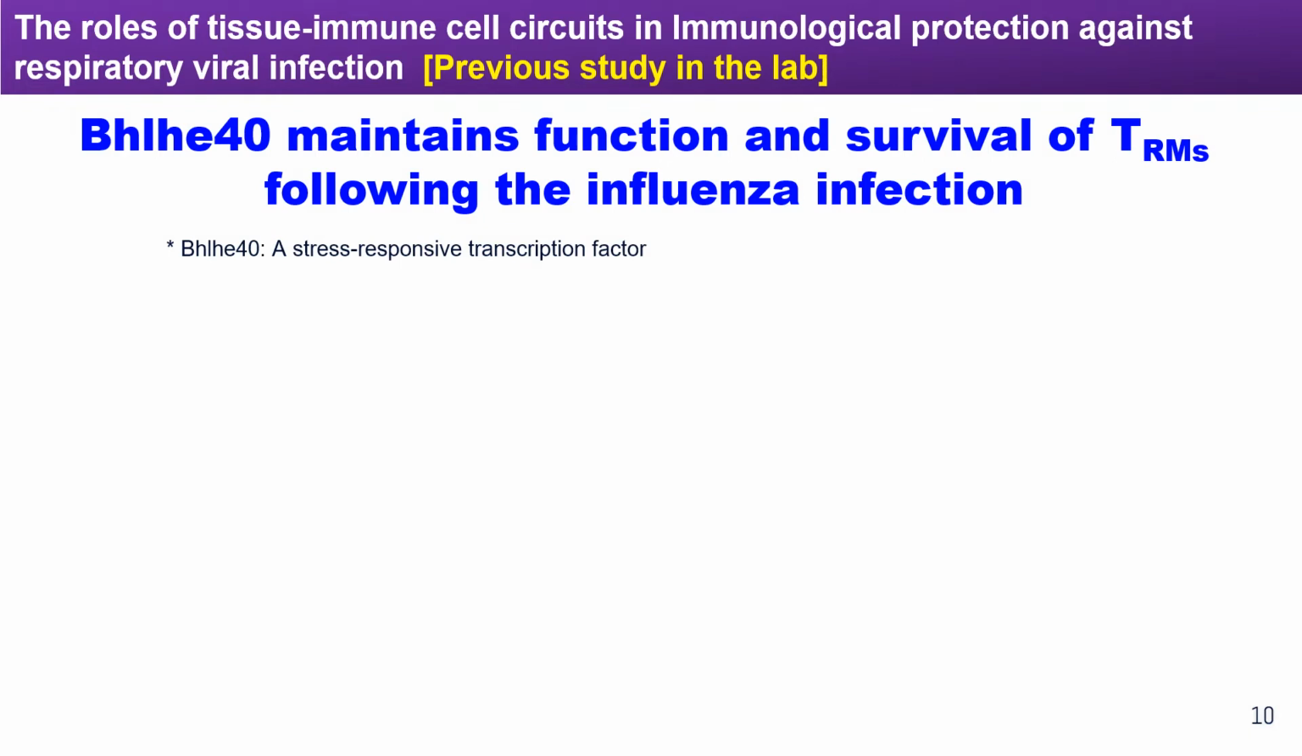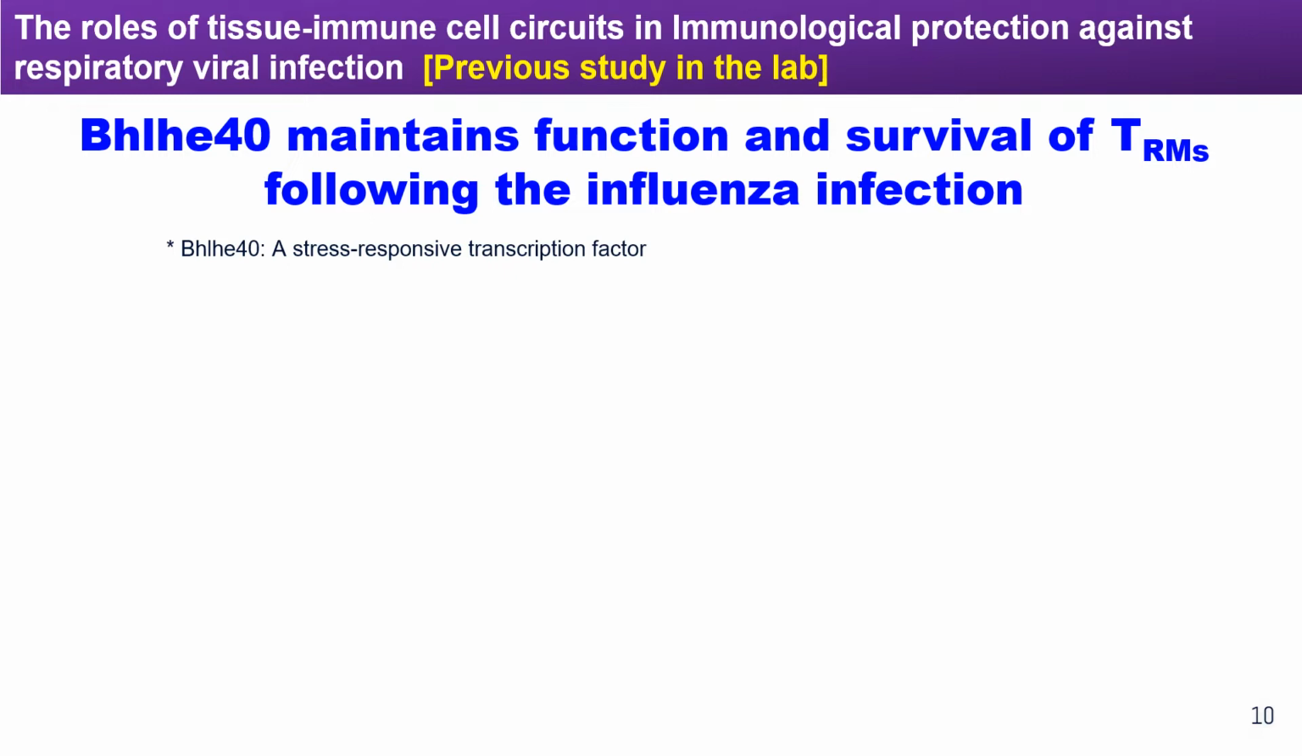And also, another former labmate, Chung-Ang Lee, found the key transcription factor BHLHE40, which is involved in maintaining TRM function following influenza infection. Originally, BHLHE40 was reported as a stress-responsive transcription factor involved in the circadian rhythm.